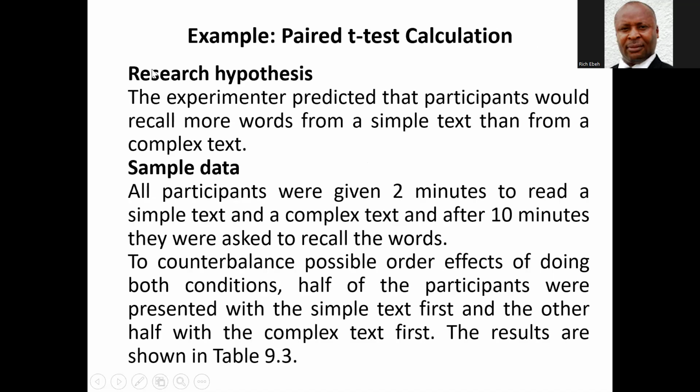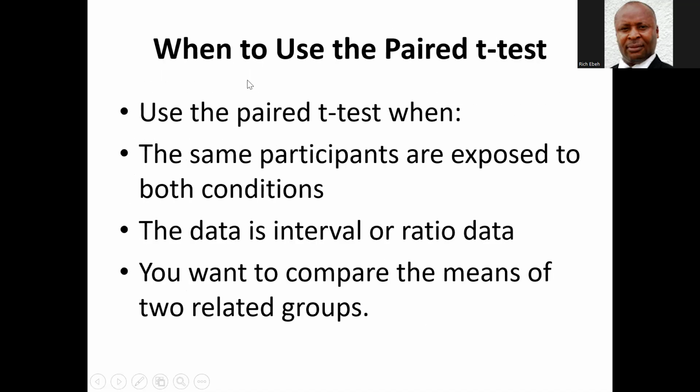When do we use the paired sample t-test? When do we use it? The paired sample t-test should be used when the same participants are exposed to both conditions. This is very crucial in understanding the use of it. And then the data is interval or ratio. That means the data we are obtaining is in the interval or ratio form.